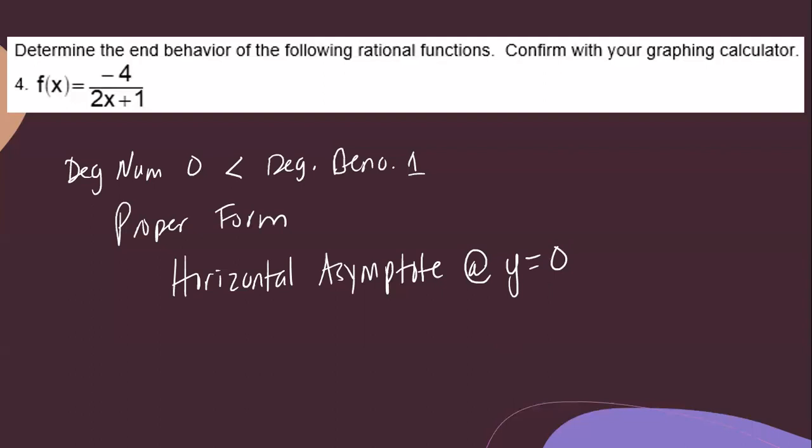So how does that affect your end behavior? Well, that means as x goes to negative infinity and as x goes to positive infinity, what is f of x doing? It's going towards 0. And that's how you describe the end behavior. You identify the asymptote and say what it's doing, or what it's causing the graph to do.